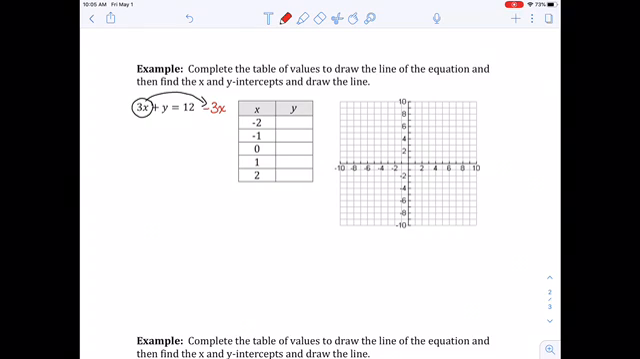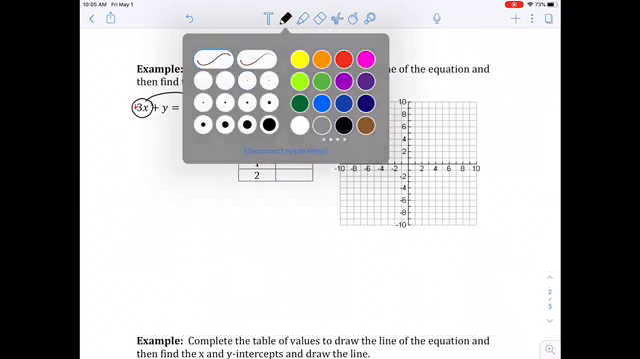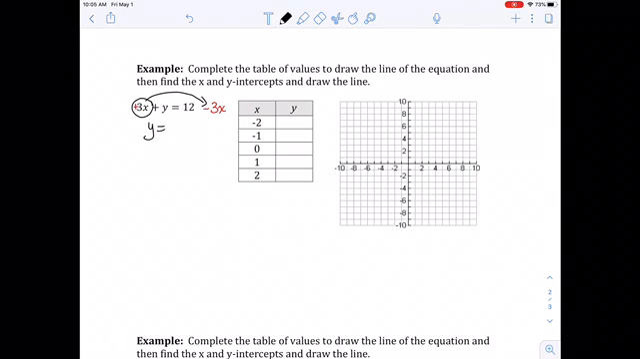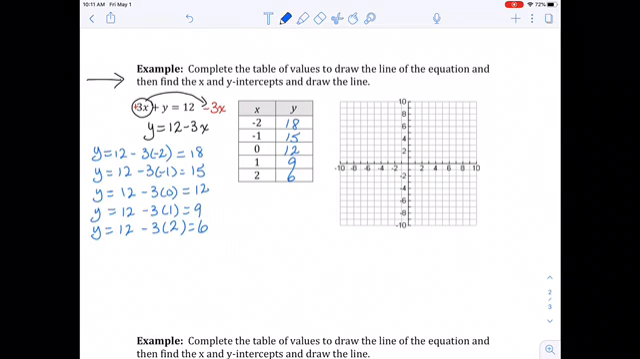But of course it was positive, because there was no sign. So now our new equation here is y equals 12 minus 3x. I'm going to pause the video. I want you to pause the video, rather, and fill in the table of values, if you could do that.